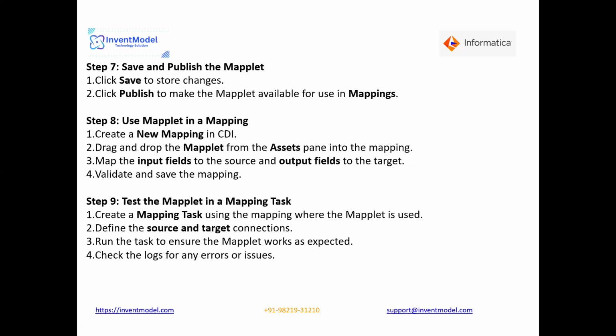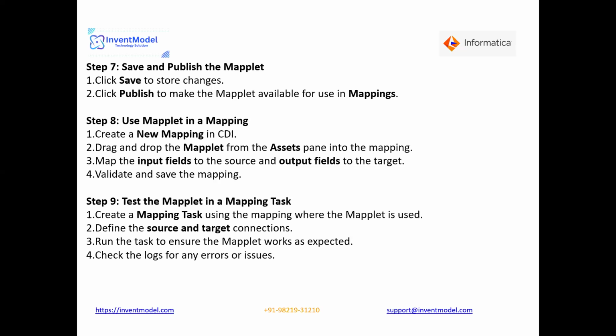Now, step 7. After all of these steps are done, the validation is done. Now you have to save and publish the maplet. For saving, you have to click on Save to store the changes. And for publish, you have to publish to make the maplet available for use in mappings.